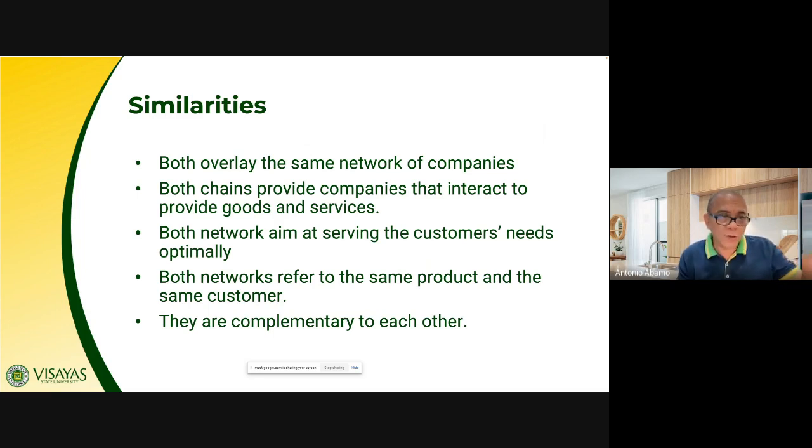You are catering to the same network or customer. Both networks refer to the same product and the same customer. Okay, kung rice supply chain ang imong gi-tanaw, value chain for rice maurang gyapon na nga the same customer, the same market, the same product. No? They are complementary to each other. Therefore, a viable supply chain must be complemented with an efficient value chain. They are complementary.